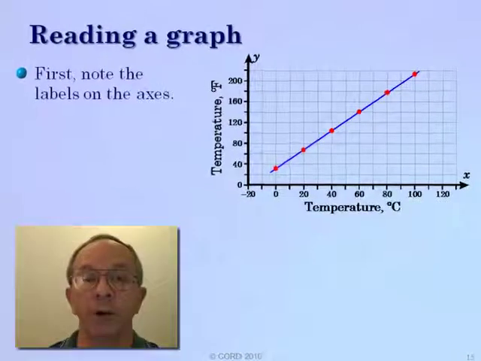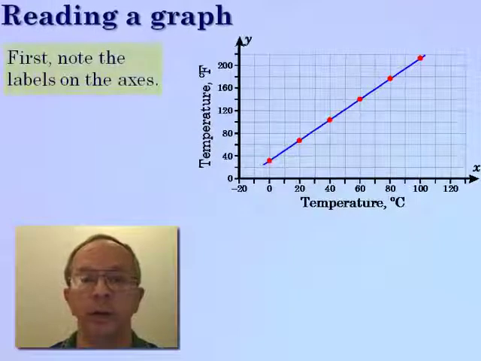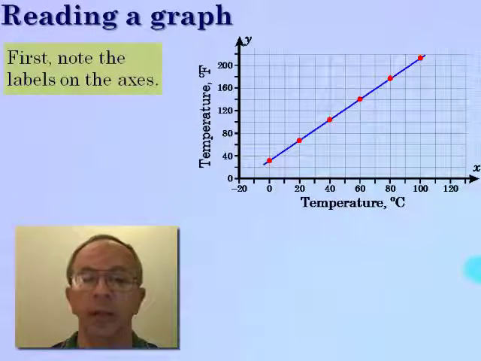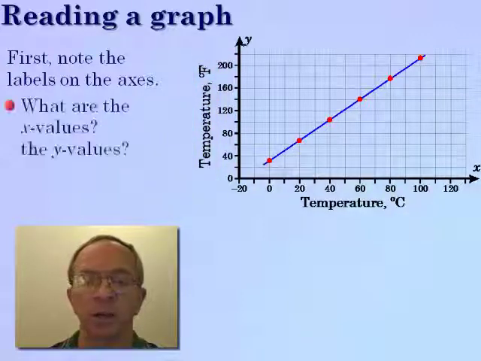Reading a graph is very important. And the first thing you should do when you read a graph is note the labels on the axis. What are we graphing here? We're comparing temperature in degrees Celsius with temperature in degrees Fahrenheit. And which ones are the x values? X values are the Celsius temperatures, and the y values are the Fahrenheit temperatures.